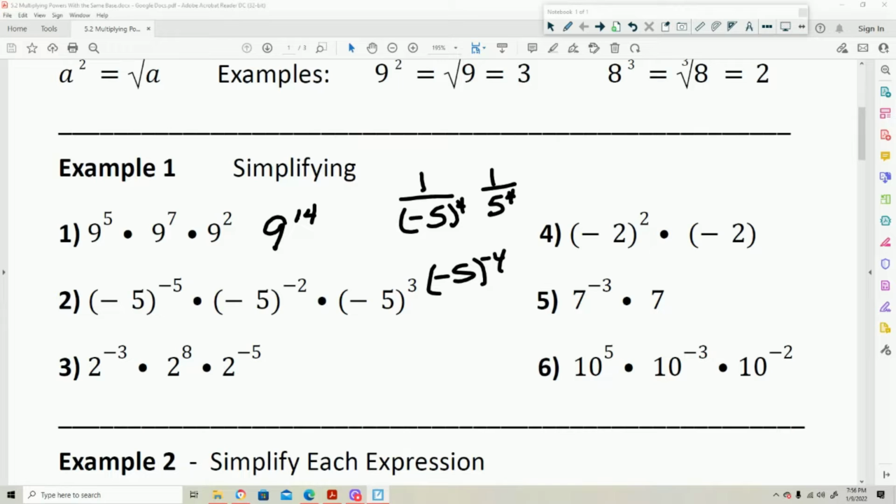Okay, the next one, we have -3 and -5, which is -8, and +8, which is going to be 0.